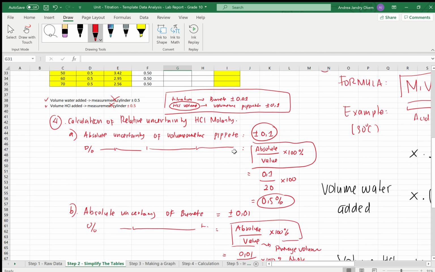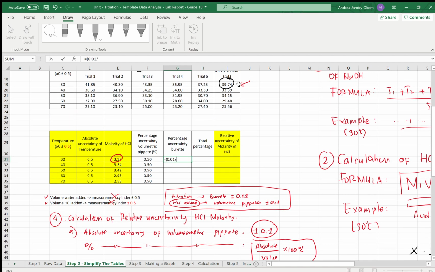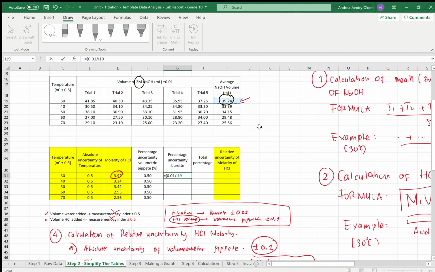Now, the percentage uncertainty of the burette: we have absolute divided by value, where value represents the average volume of NaOH. Open the bracket. The absolute uncertainty of the burette is 0.01, and you divide it by the average volume. Click the average volume here, close the bracket and times 100%, so you produce 0.03. Don't forget to put the percentage. For the total percentage, you just add: equals, open the bracket, go to the volumetric pipette percentage, add the burette one, close the bracket and you get 0.53.